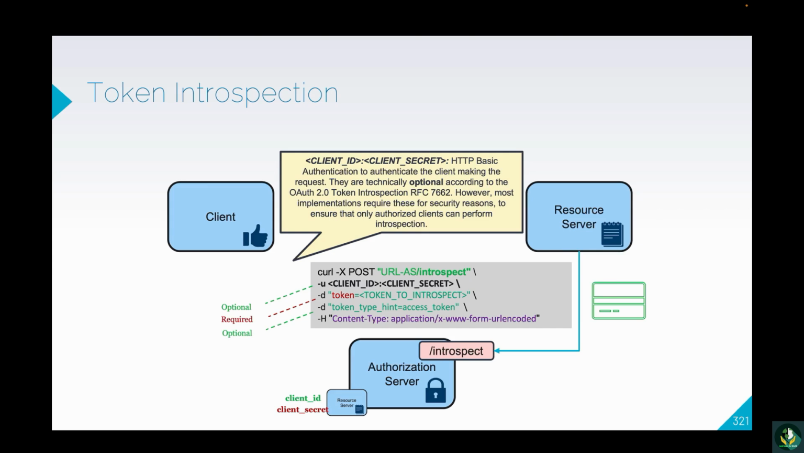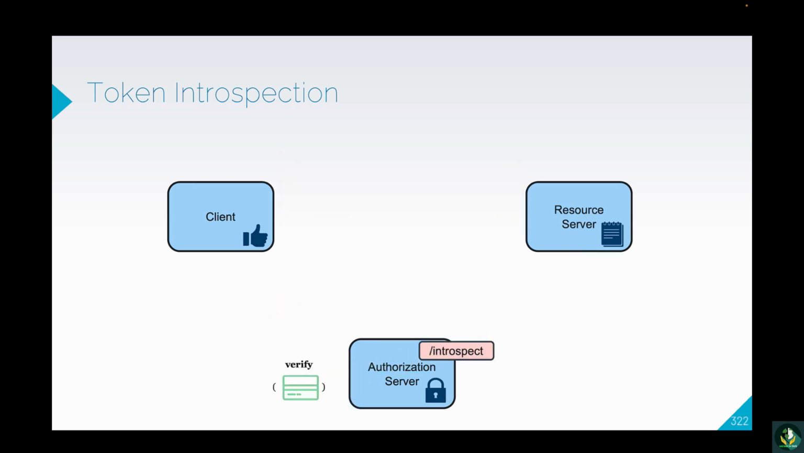To further enhance security, the resource server can also be defined as an OAuth 2 client in the authorization server. This means including its client ID and client secret credentials to authenticate itself as well. The response from the authorization server could be as simple as 200 OK, active true, or if the token is not valid, active false.